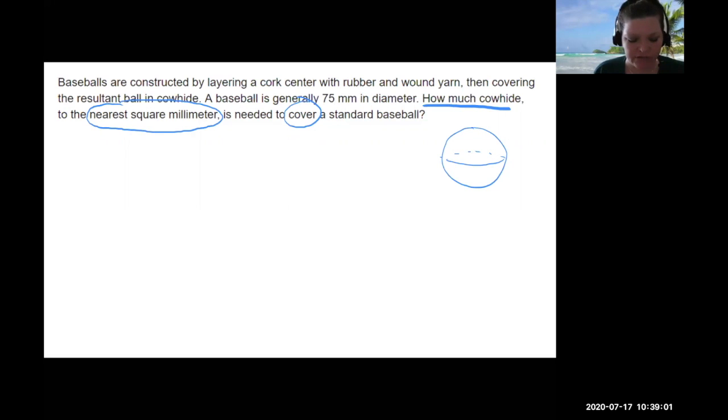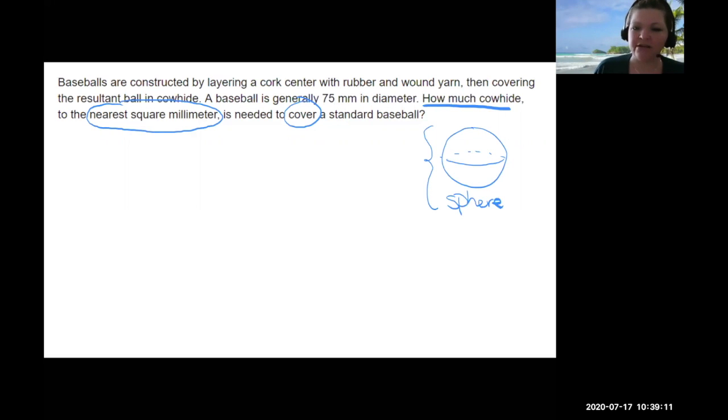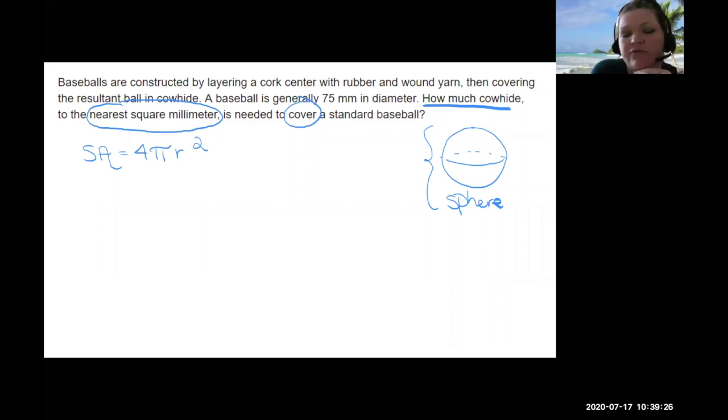So which one should we use? What's the proper name of this three-dimensional solid? Is it a sphere? It's a sphere. Cool. So bust out the surface area of a sphere formula for me, you guys. Surface area equals 4 pi r squared. The surface area is equal to 4 pi r squared. We got the proper formula.